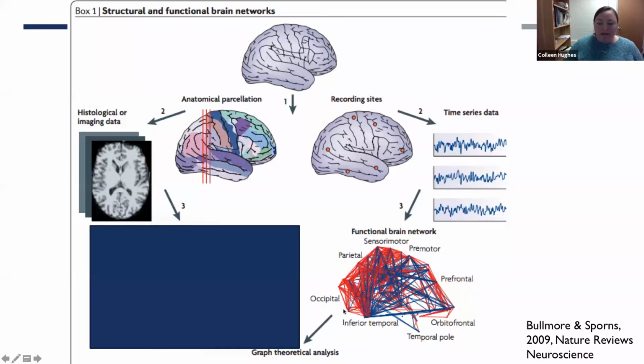And then finally, once you have that network created, you can do second level, group level analyses on these, which include graph theory. Graph theory is a type of mathematics used to describe networks that is sometimes conflated with network neuroscience as a whole, but it's not quite the same thing.